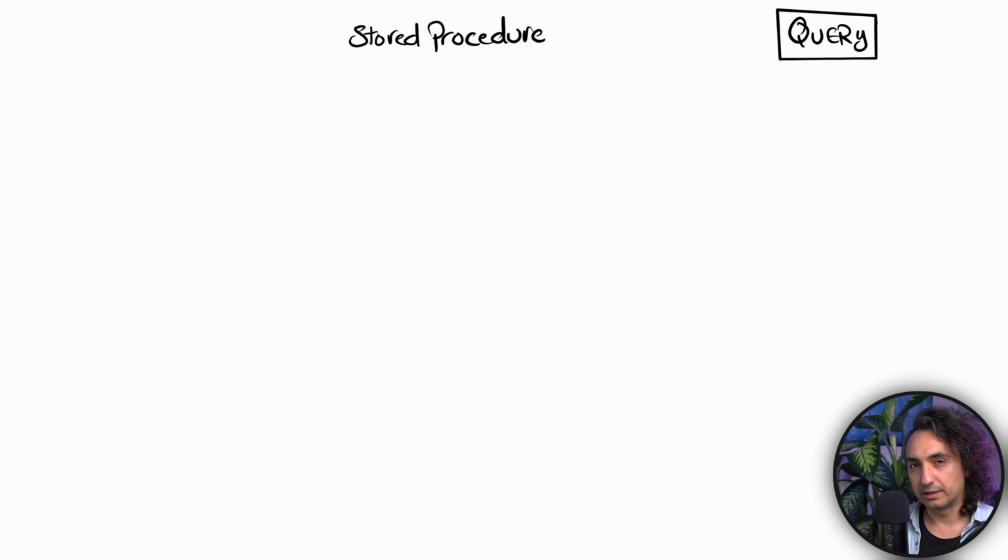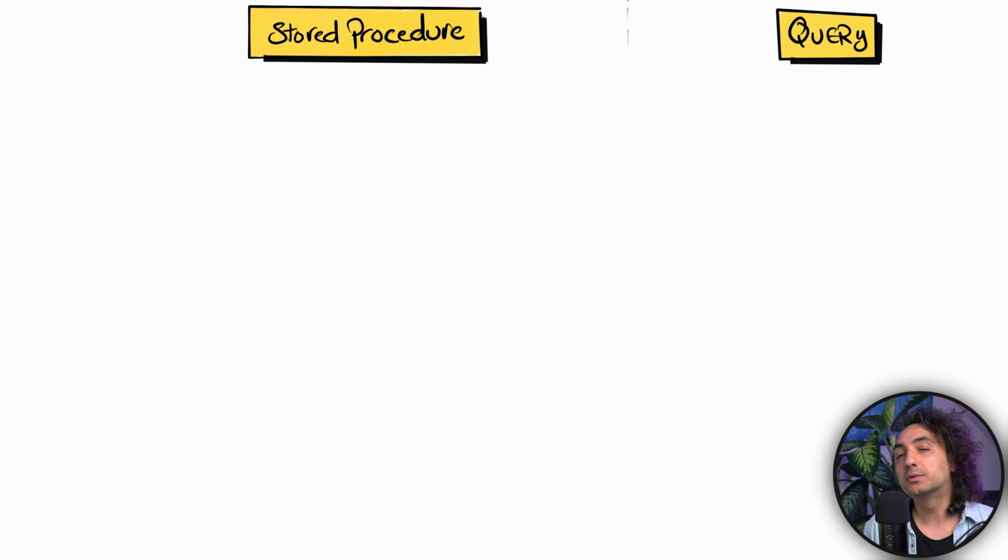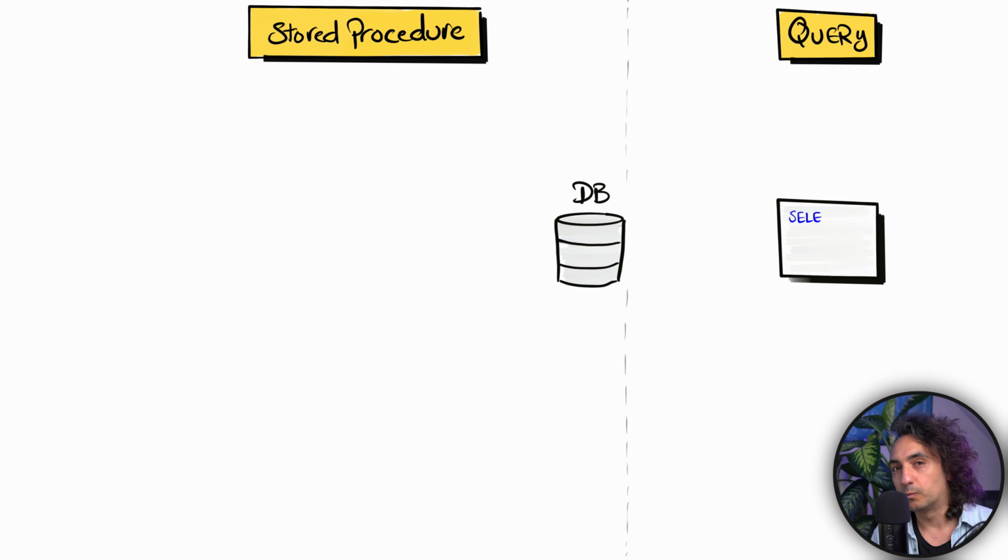So now let's have a quick comparison between a normal query, normal SQL statements, compared to a stored procedure. A normal SQL query, you have like select from where and so on. This is like a one-time transaction. You are asking the database for one thing and the database is answering. So it is like a one-time request.